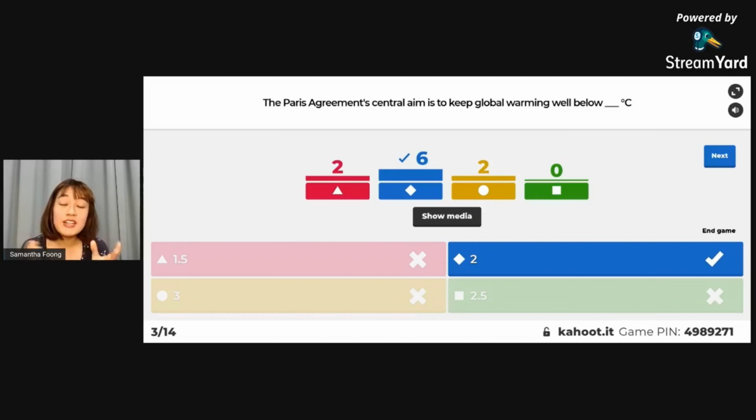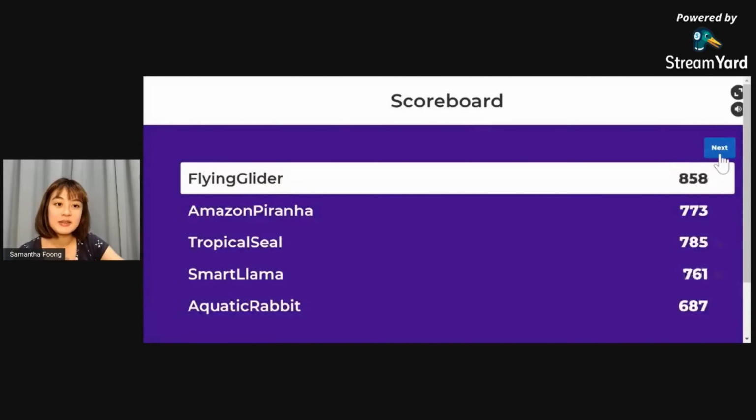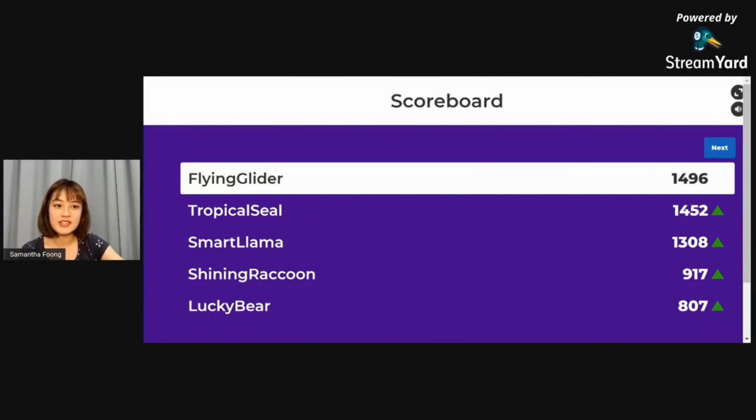But really, it'll be much better. It's also stated in the agreement that it's much better if they could limit it to 1.5. So 1.5 is semi-correct, but 2 degrees is the most correct answer in this case. And this is the scoreboard. Congratulations, Flying Glider.